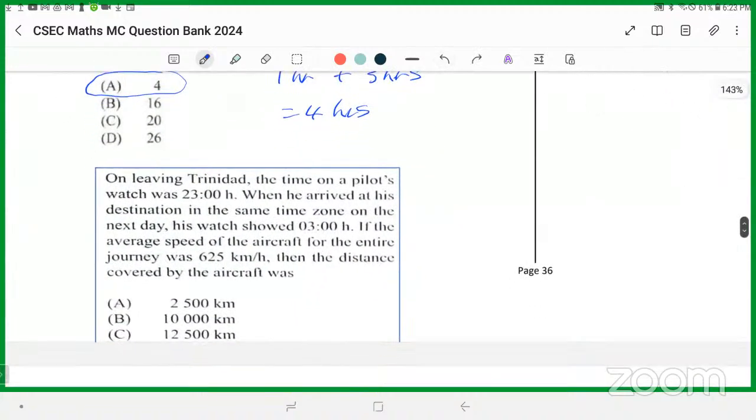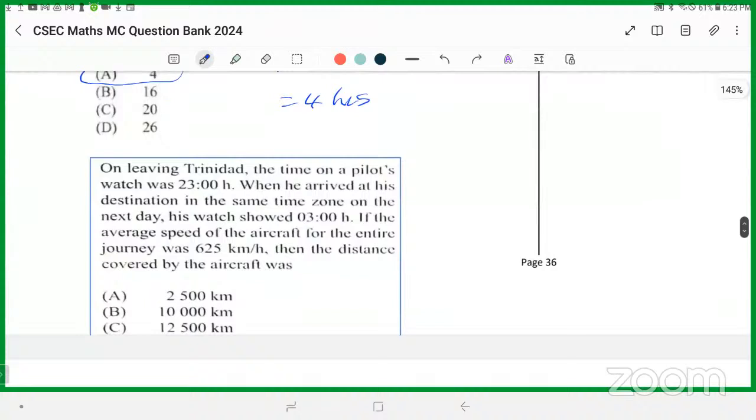This one says, on leaving Trinidad, the time on the pilot's watch, same question now. Time on the pilot's watch is 2300 hours. Again, when you arrive at the destination, the same time zone, and the next day is what showed 3 hours. So again, the time that he's traveling for is 4 hours. But this question adds some more information.